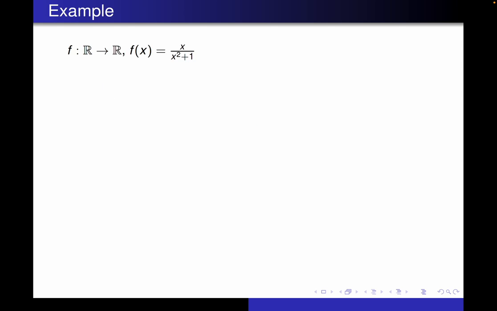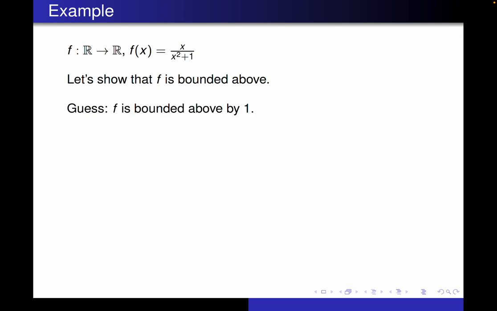For a more algebraic example, here we have a function from the real numbers to the real numbers, f of x equals x over x squared plus 1. And we want to show that this function is bounded above. So we've got to actually find a bound. The easiest way to find the bound is probably to look at a graph and make a guess. It's pretty clear that f is bounded above by 1 if you look at the graph.